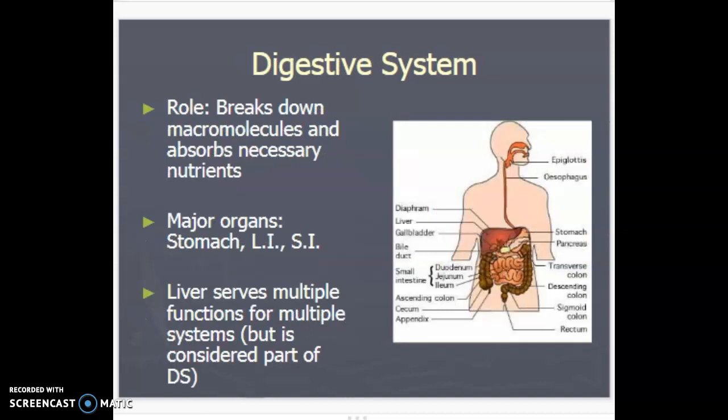Then it brings us to the digestive system. It's going to break down macromolecules such as your proteins, your carbohydrates, and it's going to absorb the necessary nutrients from those. Major organs there will be your stomach, your large intestine, your small intestine. You have some accessory organs also, such as the liver. Your liver can be in more than one system, but it is part of the digestive system.